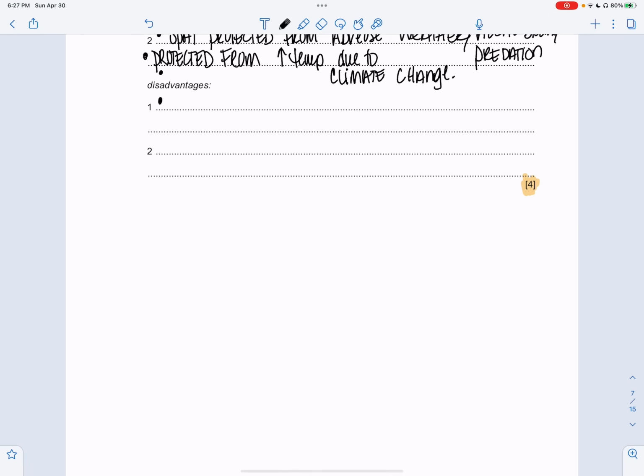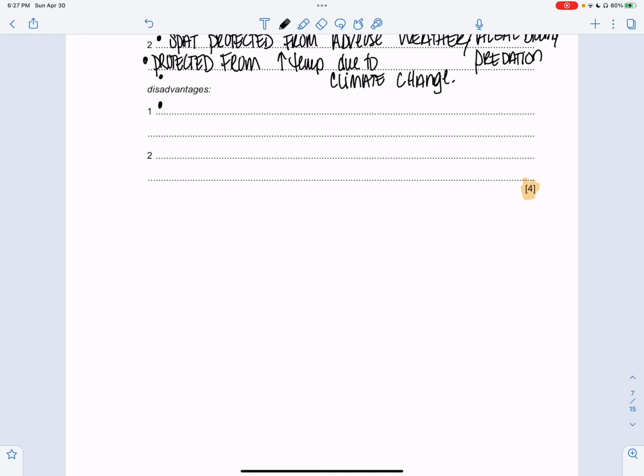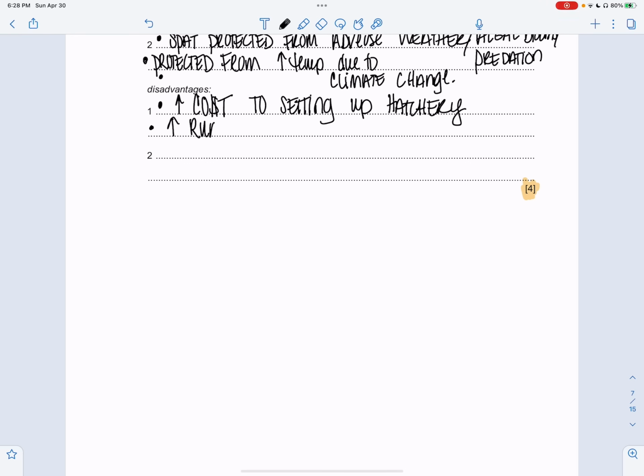Some disadvantages. Having to grow them in a hatchery is expensive. So there's high cost. And again, that's an American dollar sign, so you're not going to use that on this exam. It is an international exam. The cost is for setting up the hatchery, that's your initial investment, but your day-to-day is also expensive. So the maintenance, the daily running for the water pump, the oxygen pump, filtration for waste. High running costs.